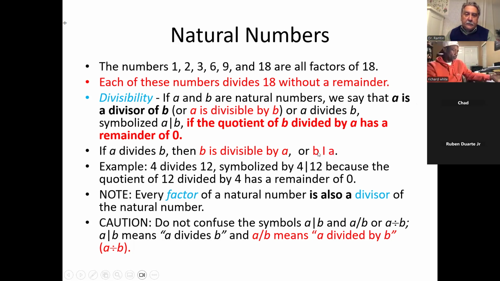For example, 4 divides number 12. So we symbolize it by this: 4, vertical line, 12, because the quotient of 12 divided by 4 has no remainder. Note, every factor of a natural number is also a divisor of that natural number. And don't confuse these symbols: the vertical line A | B and the dash A/B, or A divided by B.